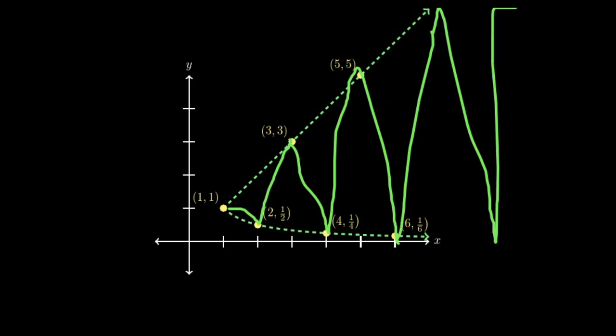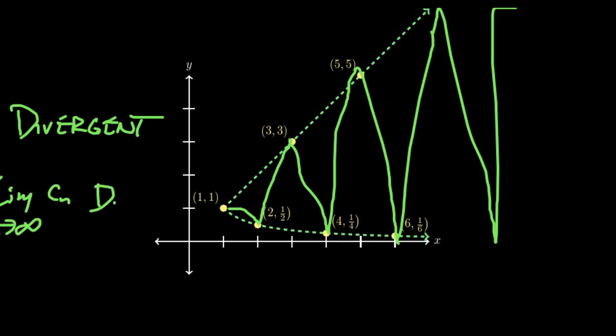This is actually an example of a divergent sequence here. If we take the limit as n goes to infinity of c sub n, this does not exist, right? There is no real number for which this sequence gets closer and closer and closer to.